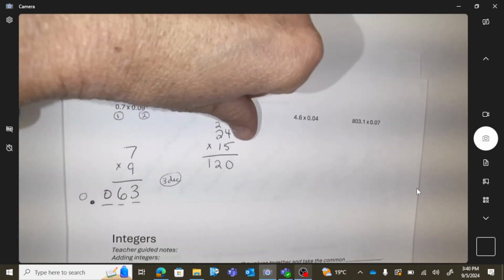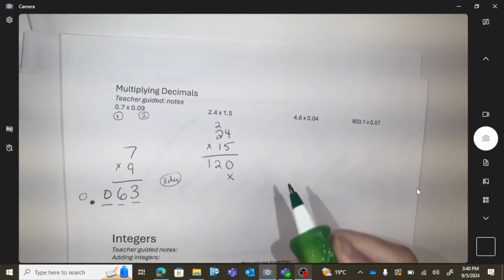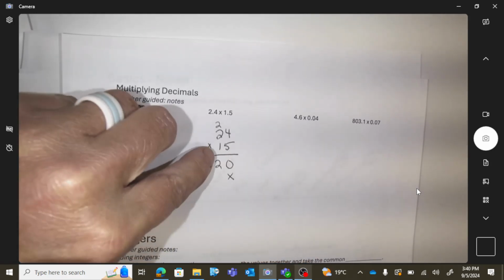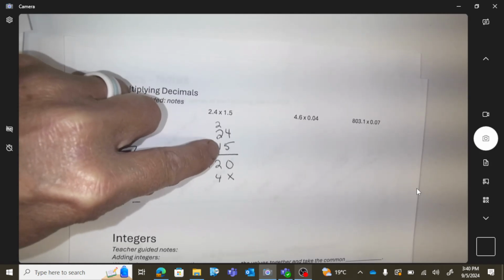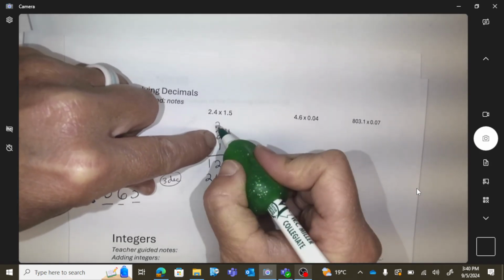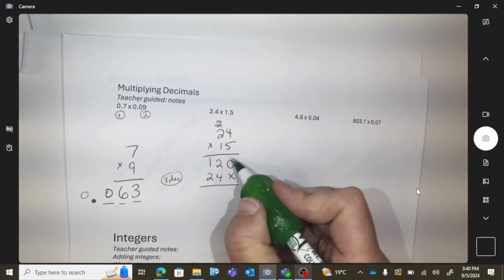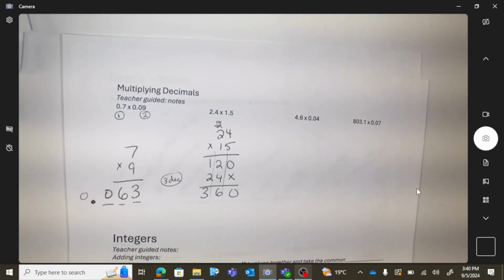So now when I move to doing the 1 times, I actually have to skip a place value because the 1 is shifted a place value. Okay, so now 1 times 4 is 4, and 1 times 2 is 2. I don't use that because it was for the last thing. And then adding 0, 6, 3.